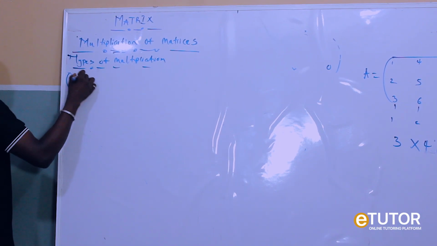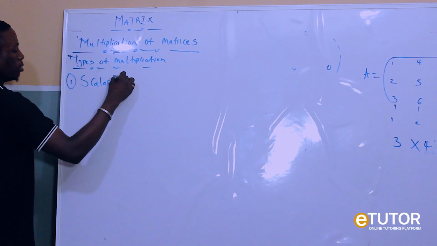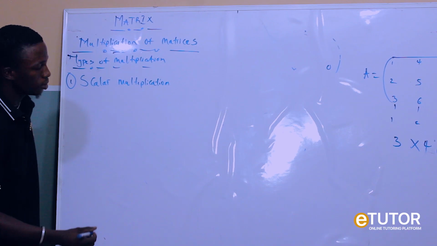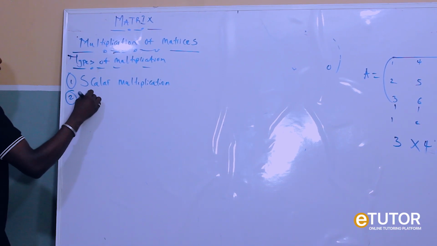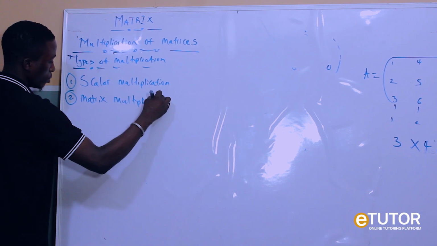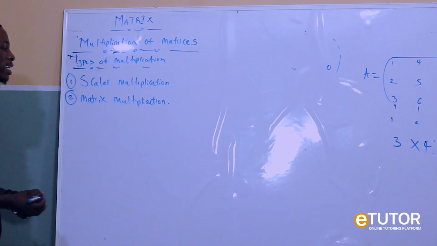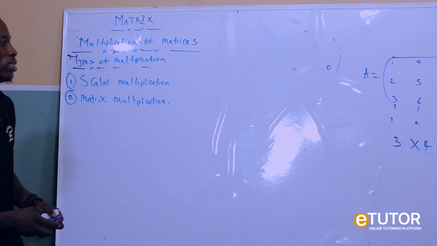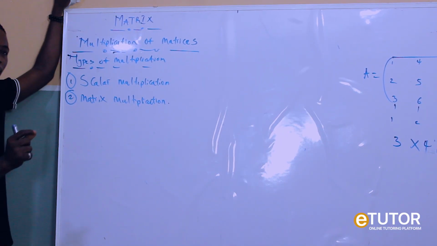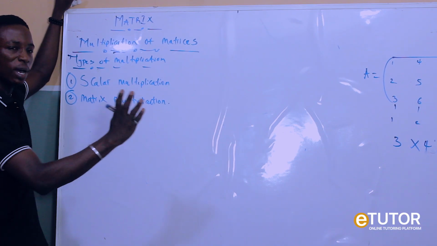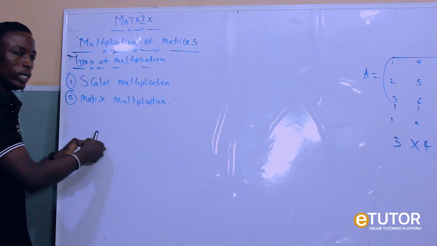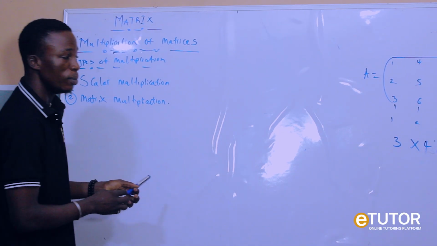The first one is the scalar multiplication of matrices, while the second one is the matrix multiplication. Now, what exactly is the scalar? What exactly is the matrix multiplication? The scalar multiplication of matrices involves multiplying just one number with a matrix, while the matrix multiplication involves multiplying a matrix with another matrix. Now, don't get confused. It will make sense in a minute.